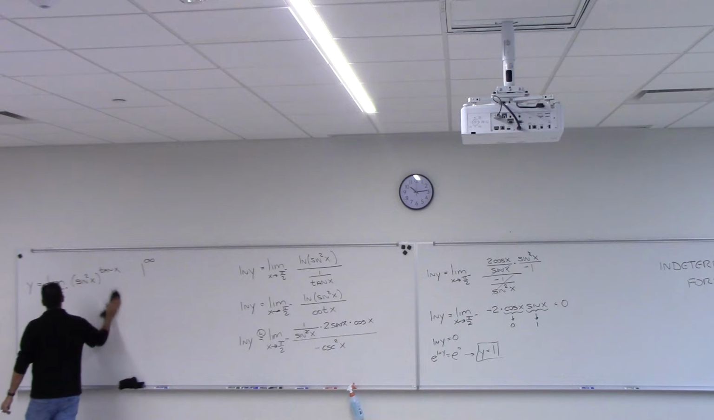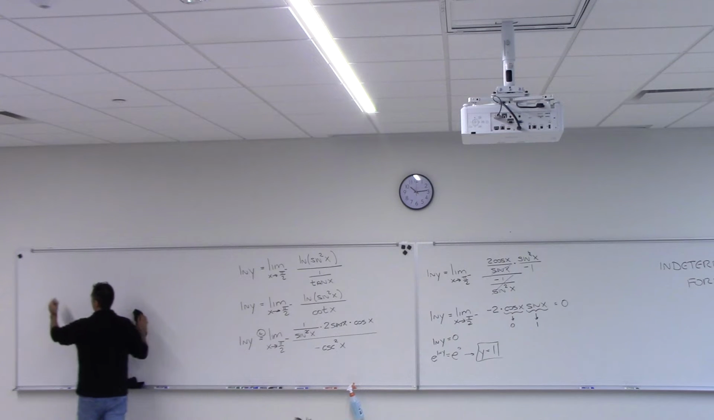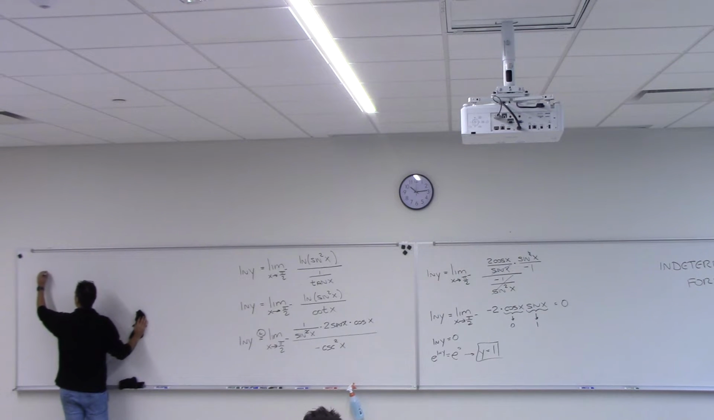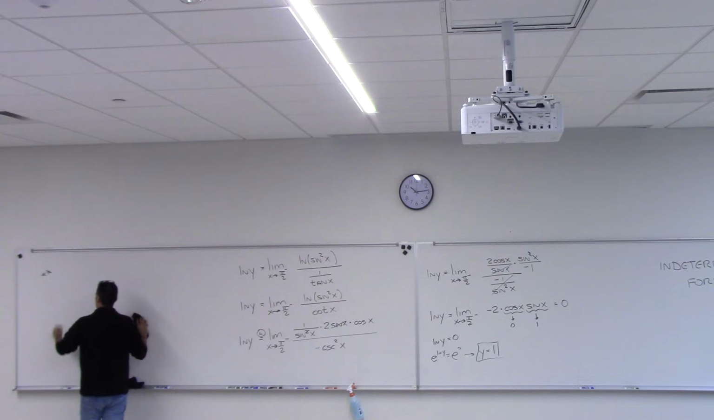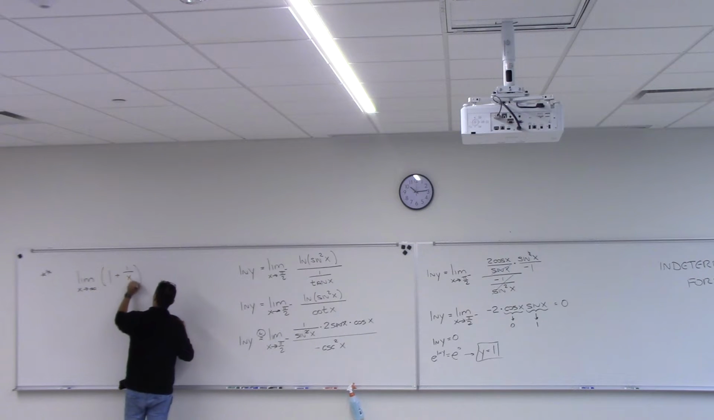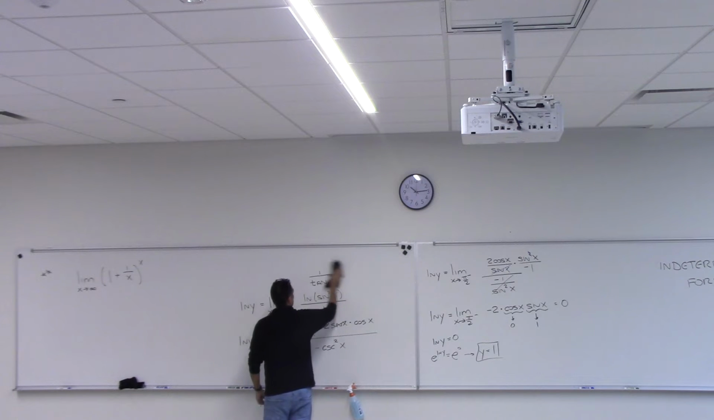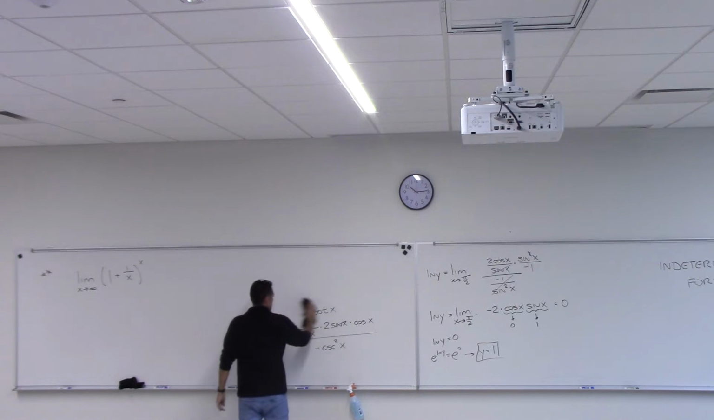Okay, I'm now going to show you the classic example. Every Cal 1 student has to see this example, all right? Limit as x goes to infinity of 1 plus 1 over x, raised to the x. You'll see why this is a classic example when we get to the end of it.